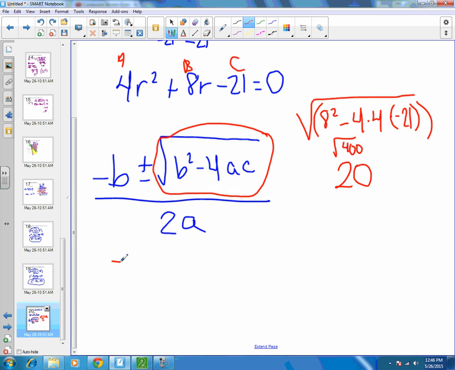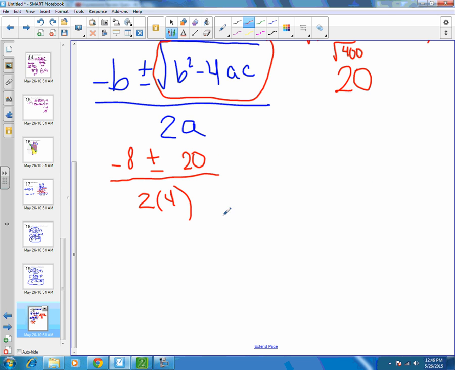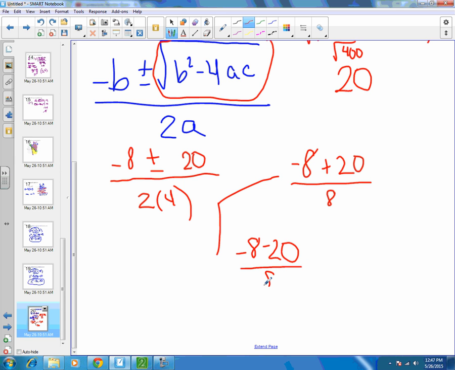So I'm going to plug in my negative b. Well, b is 8, so I have a negative 8 plus or minus 20 all over 2 times a, and a is 4. So now this is going to break up into 2 equations. I'm going to have my negative 8 plus 20 all over, what's 2 times 4? That's 8. And I'm going to have my negative 8 minus 20. And this is also over 8.